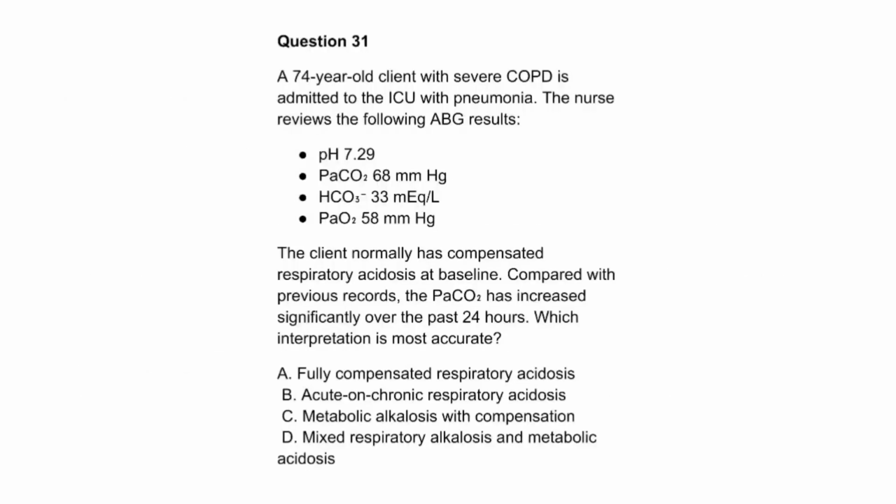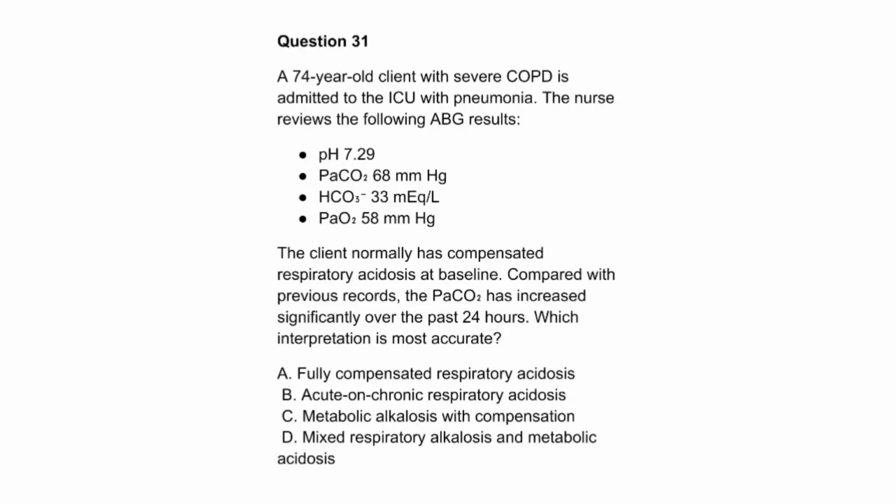Question 31. A 74-year-old client with severe COPD is admitted to the ICU with pneumonia. The nurse reviews the following ABG results. pH 7.29. PaCO2 68 millimeters of mercury. HCO3 33 milliequivalent/L. PaO2 58 millimeters of mercury. The client normally has compensated respiratory acidosis at baseline. Compared with previous records, the PaCO2 has increased significantly over the past 24 hours. Which interpretation is most accurate?